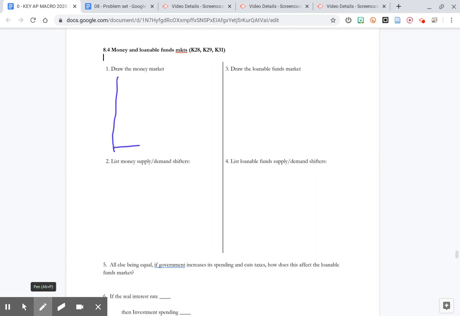First, we're going to draw the money market, and we're going to label quantity of money here and an interest rate up there. And I'm going to draw the loanable funds market next to it so we can see the difference between the two. This one is going to have quantity of loanable funds, and this one's going to have a real interest rate. And that's really important, real interest rate. That's very, very important for this one.